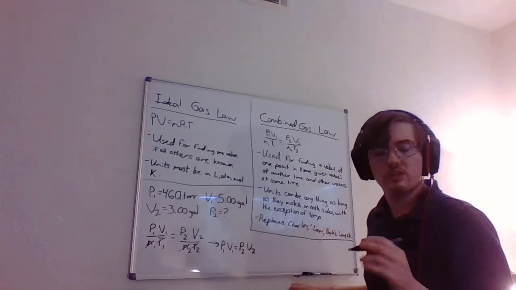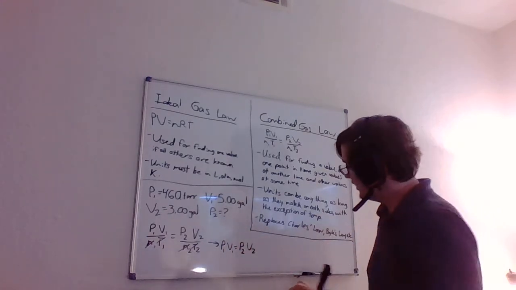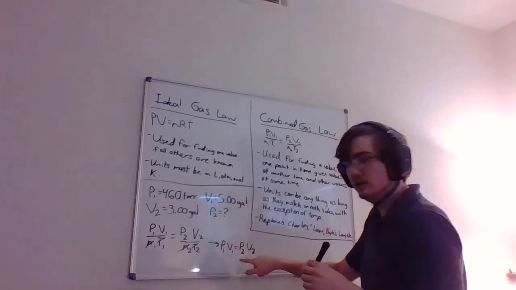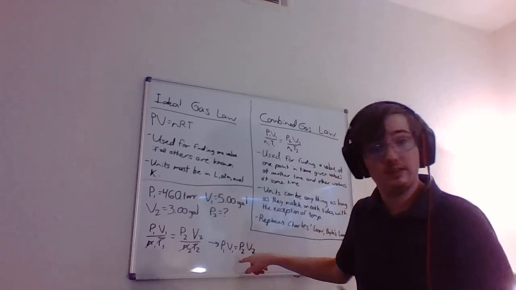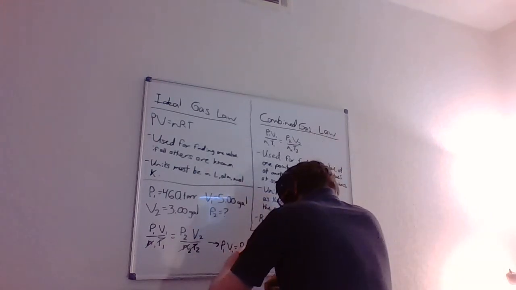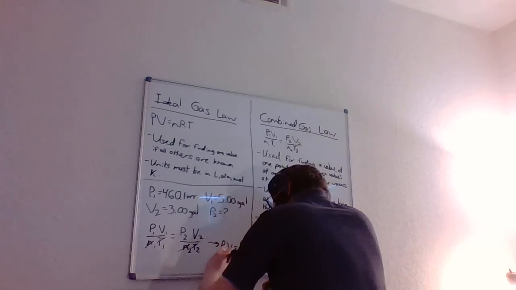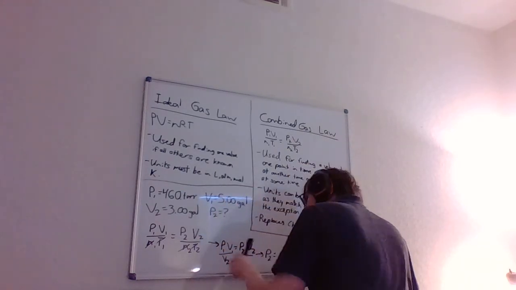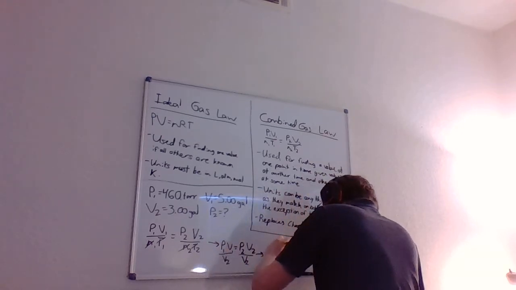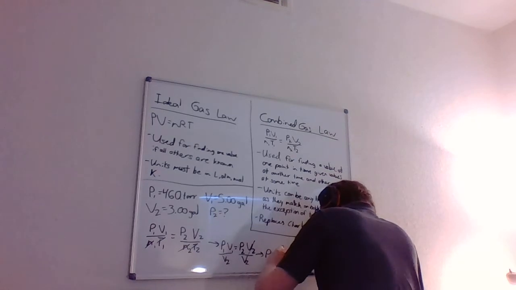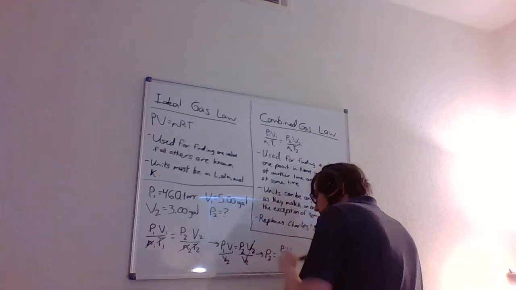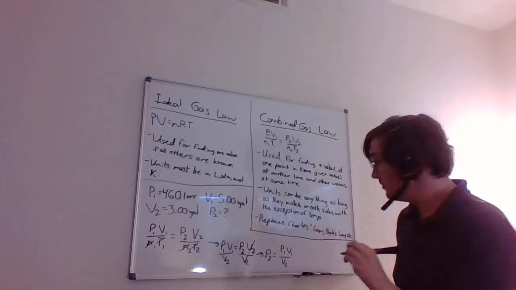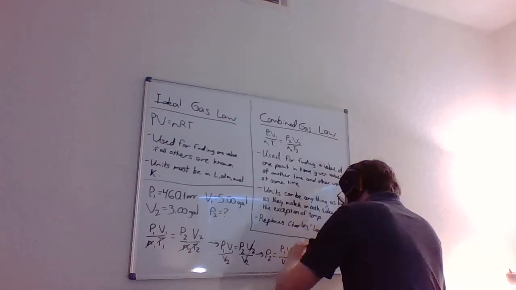Now, remember what we're solving for. We're solving for pressure 2. So let's divide both sides by volume 2 to get pressure 2 all by itself. Divided by V2, divided by V2, we end up with pressure 2 is equal to P1V1 over V2, because these two cancel out. Now we plug in our numbers.